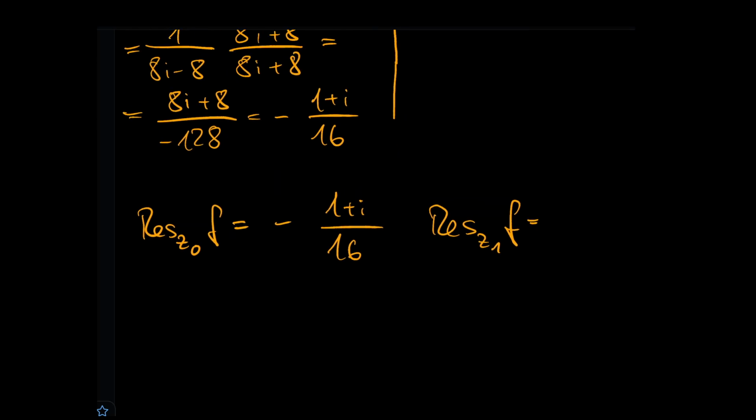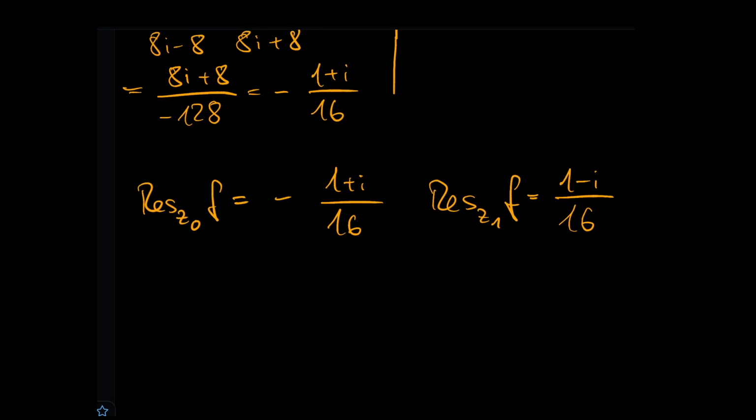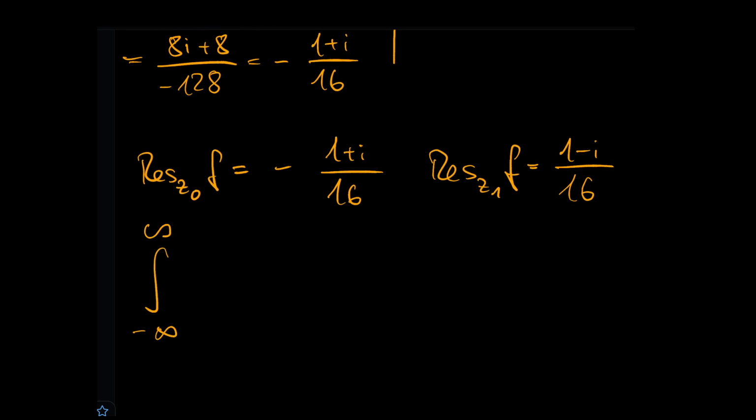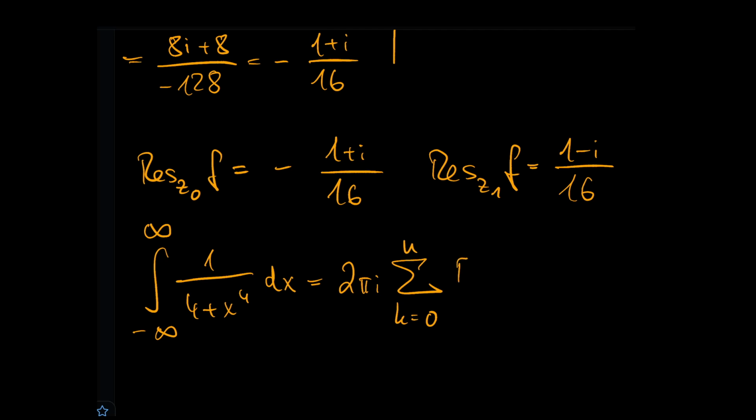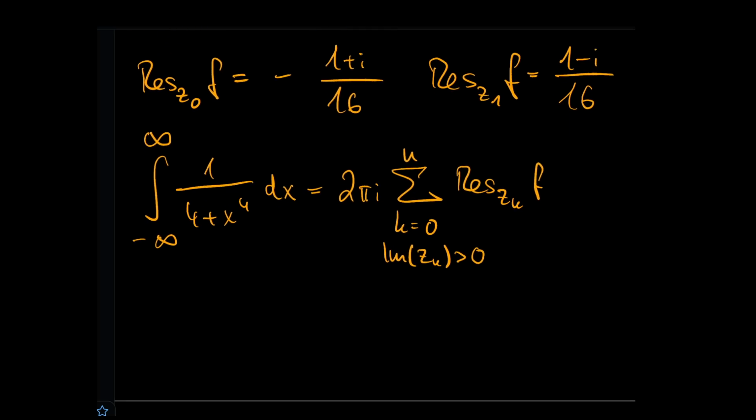So let's recall our formula to calculate the integral. So we have minus infinity to plus infinity for our improper integral, 1 divided by (4 plus x to the power of 4) dx. And this is equal to 2 pi i times the sum of all of the residues of the function with the imaginary part of the singularity corresponding to the residue being greater than 0. So what we have to do now is we just have to sum those two residues up and multiply the sum by 2 pi i.